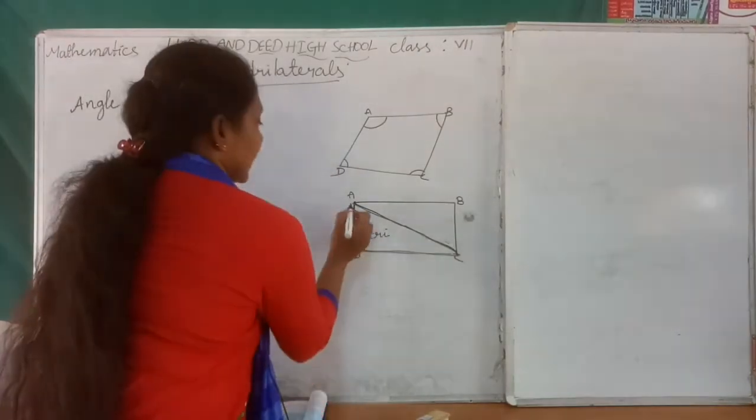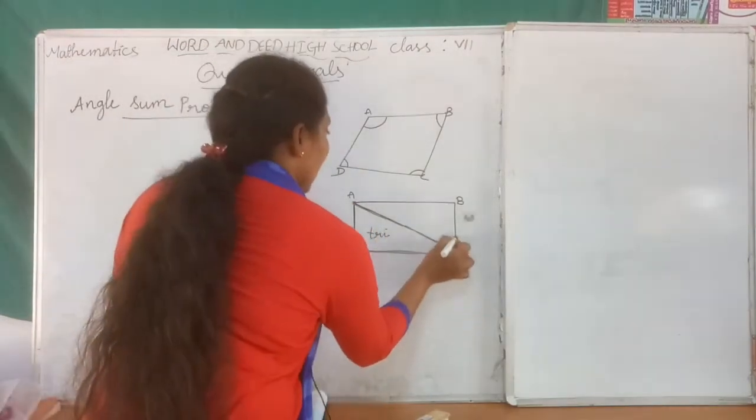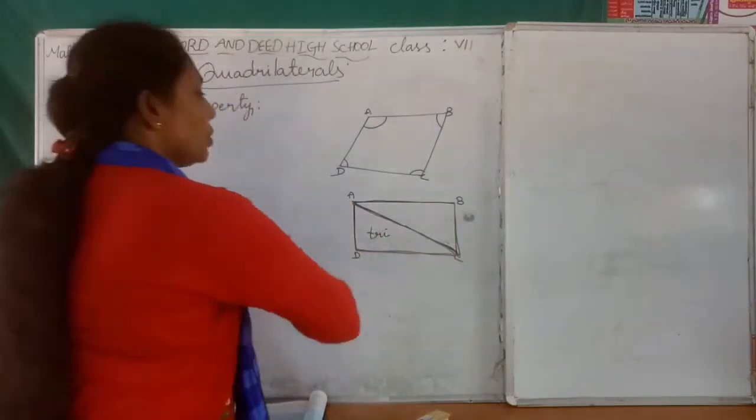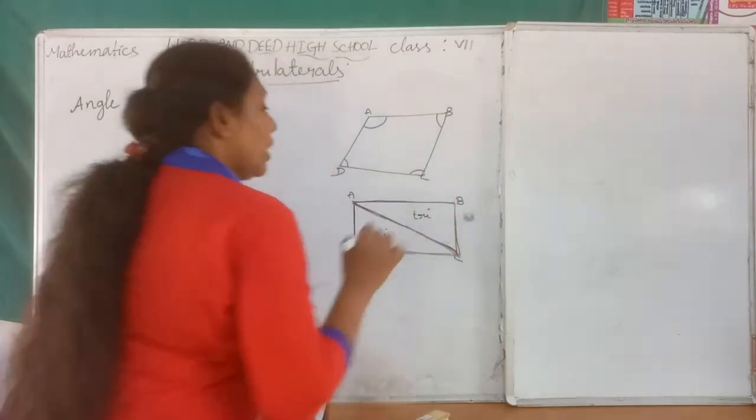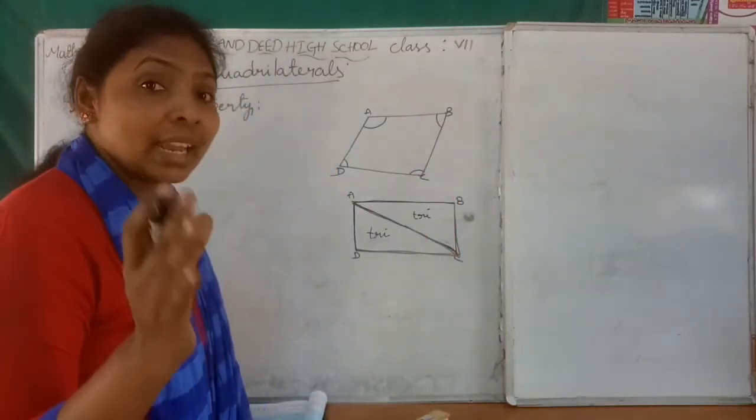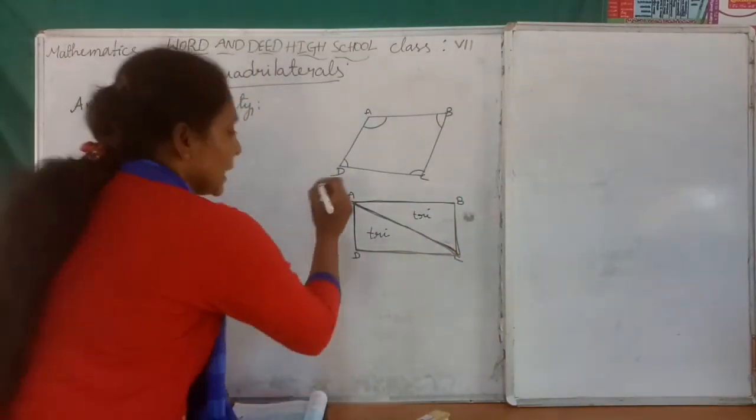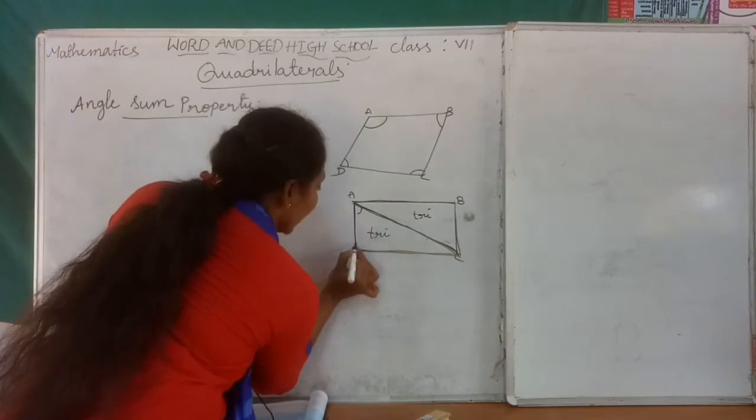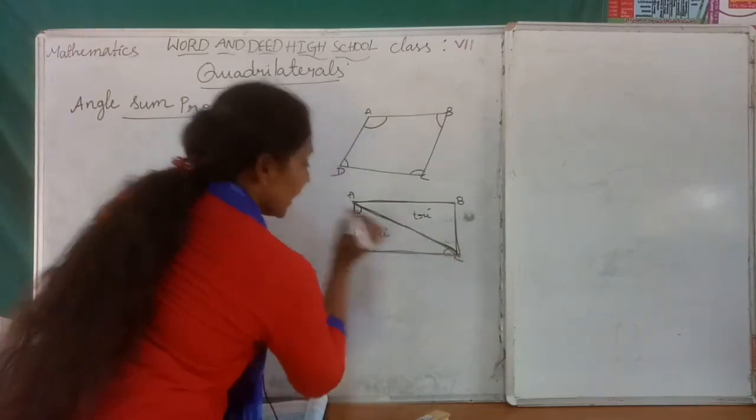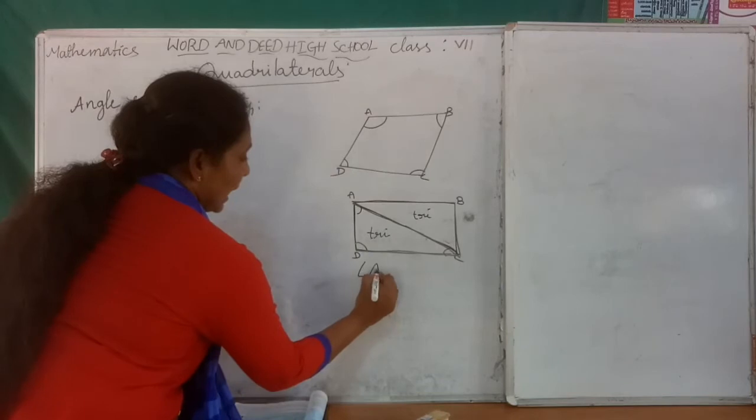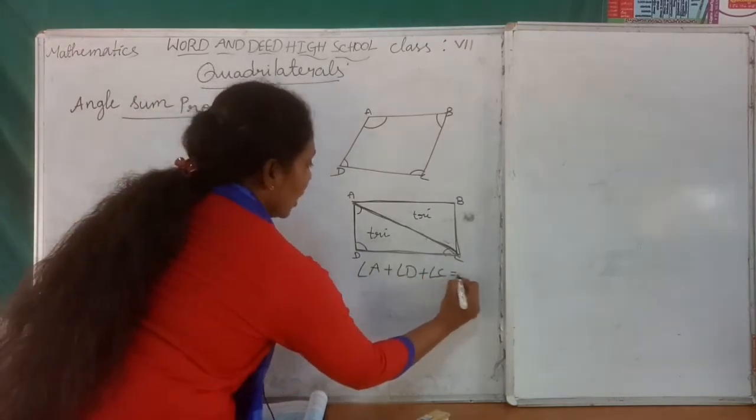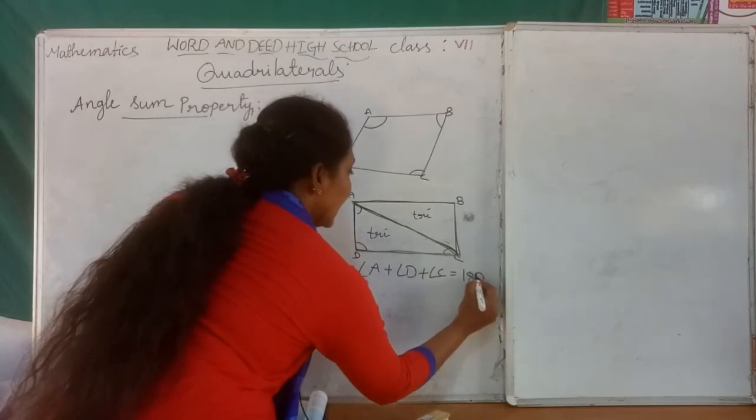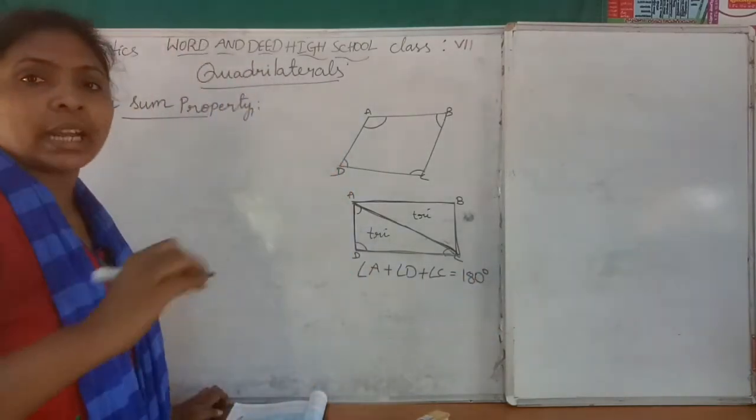Okay. Next, ACB. It is also a triangle or not? Yes, triangle only. We know the property. Sum of the angles in a triangle is 180 degrees. Suppose ADC. Angle A plus angle D plus angle C should be 180 degrees. This is the angle sum property of a triangle.